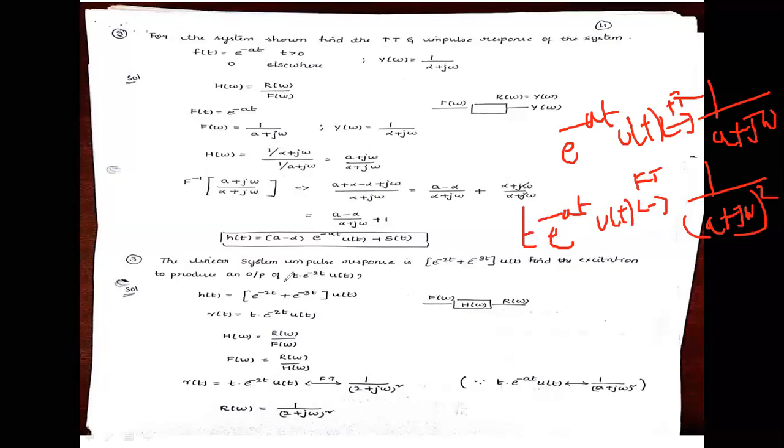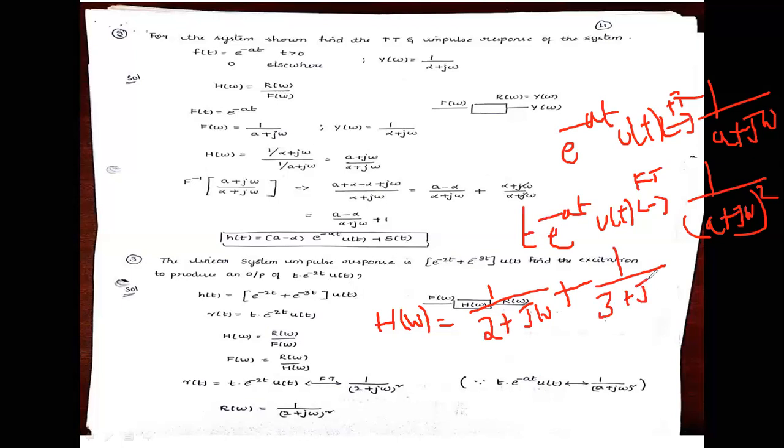Now, given the t into e power minus mu t for the h of t, h of omega is equal to, what is the first function? E power minus 2t mu of t means 1 by 2 plus j omega, plus 1 by e power minus 3t mu of t means 3 plus j omega. H of omega we got.